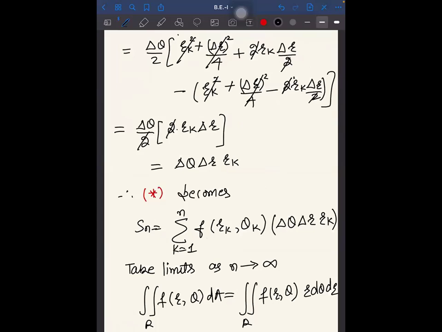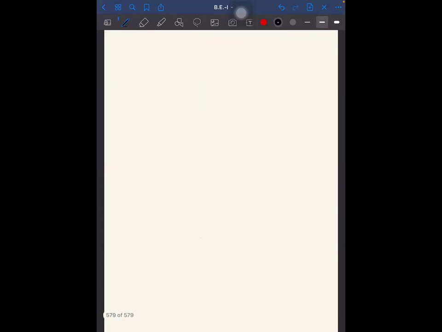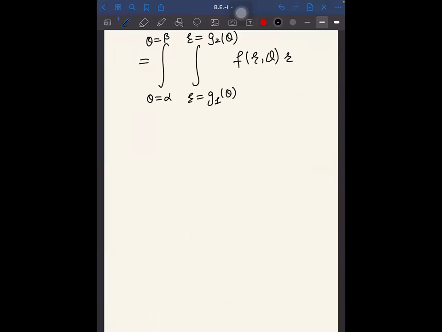So basically, a more refined version will look like theta runs from alpha to beta, and here r runs from g1 theta to g2 theta, of f r theta r dr d theta. Why dr first? That we have already discussed, because r is over there, that's why dr is over here. And since theta is here, that's why d theta is here.